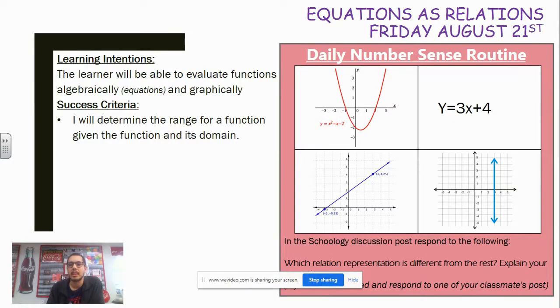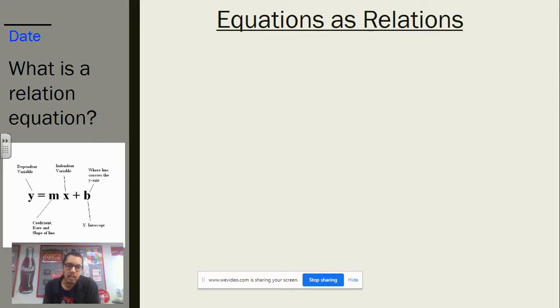In this lesson, we're going to be talking about equations as relations. By the end of this unit, you're going to be able to evaluate functions algebraically using equations and graphically. In this particular lesson, we're going to be determining the range for a function given the function, its equation, and its domain.